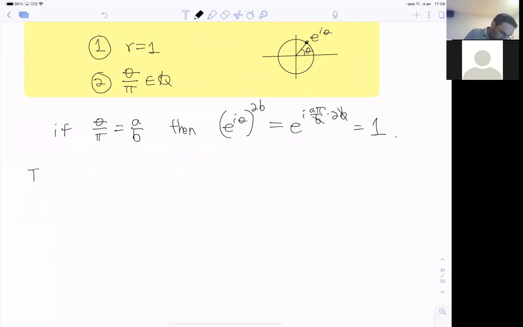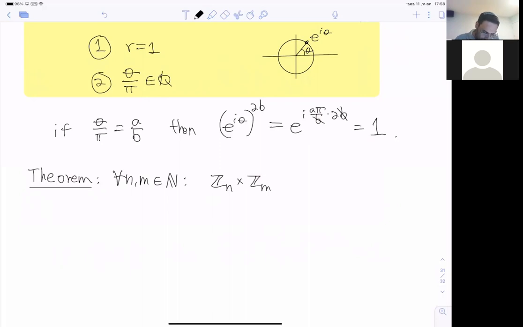So, Jerome, for any two natural numbers n and m, Zn direct product with Zm is isomorphic to Znm if and only if n and m are coprime.